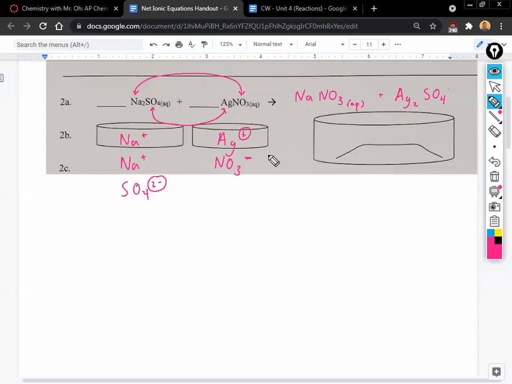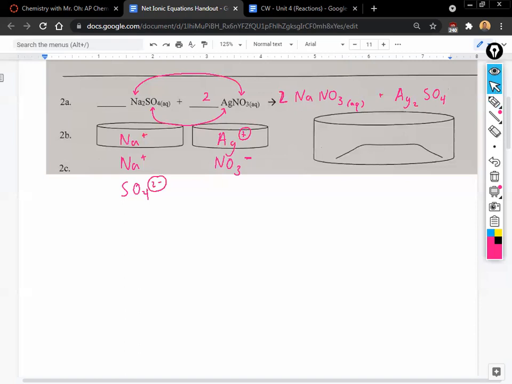In order to balance this equation, you would have to put a 2 in front of here and a 2 in front of here. That way everything is balanced out. Looking at your solubility rules, is Ag2SO4 going to be soluble or insoluble?